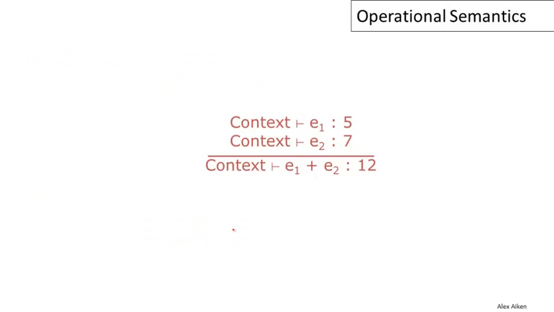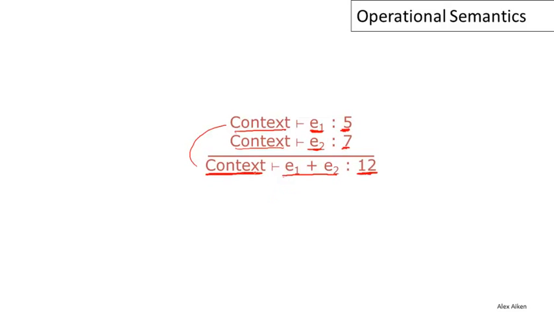So as an example, let's take a look at this simple expression, e1 plus e2. And let's say that using our rules, which I haven't shown you yet, we had a bunch of rules, and we could show that in the initial context, e1, in that same context, so these contexts are going to be the same, evaluated to the value 5, and e2, also in that same context, evaluated to the value 7. Then we could prove that e1 plus e2 evaluated to the value 12. And if you think about it, what this rule is saying is that if e1 evaluates to 5 and e2 evaluates to 7, then if you evaluate the expression e1 plus e2, you're going to get the value 12.